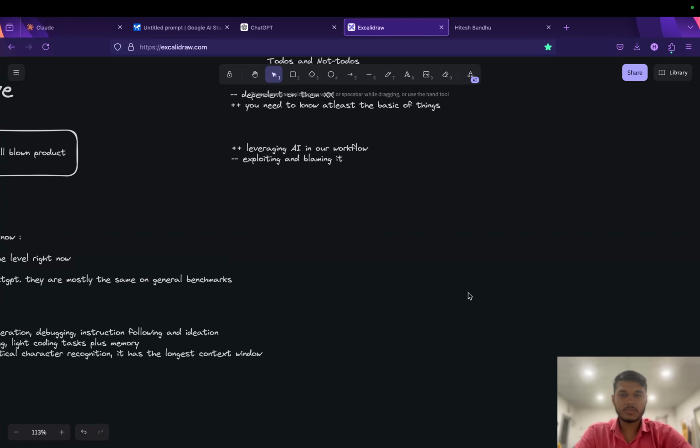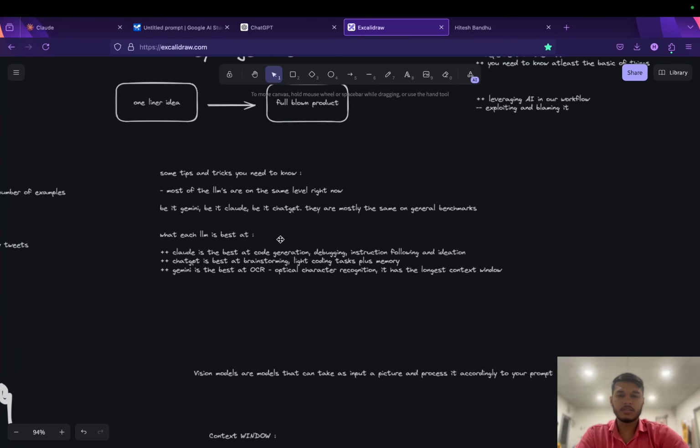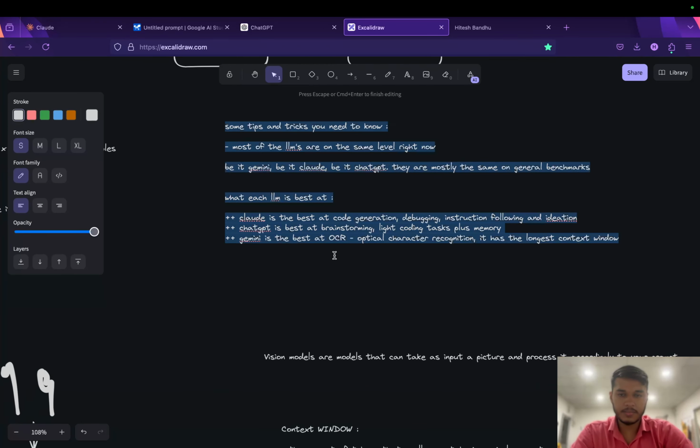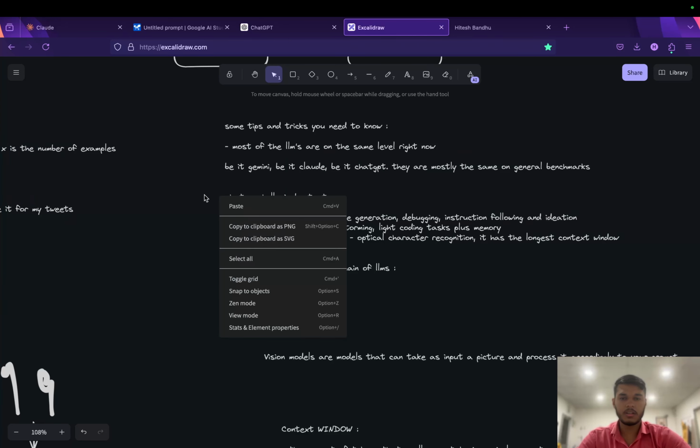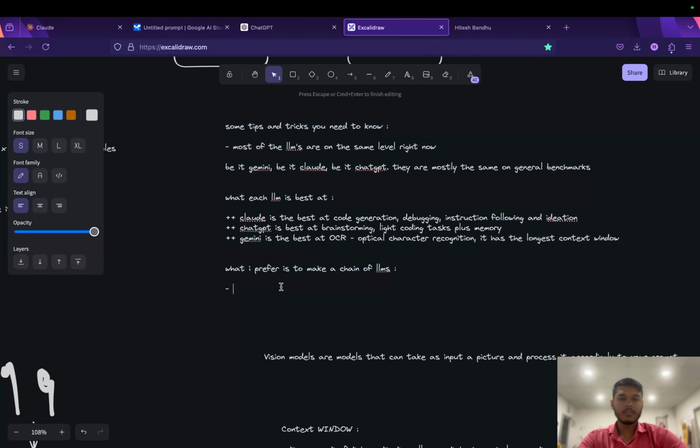Okay. So one very good technique. Now you know what each LLM is best at. I'll tell you one more thing. If you just use a single LLM for things, most probably it won't work. Why? Because each LLM is best at a different thing. So what I prefer is to make a chain of LLMs and leverage what each LLM is best at. We know that Claude is the best at instruction following and ideation.